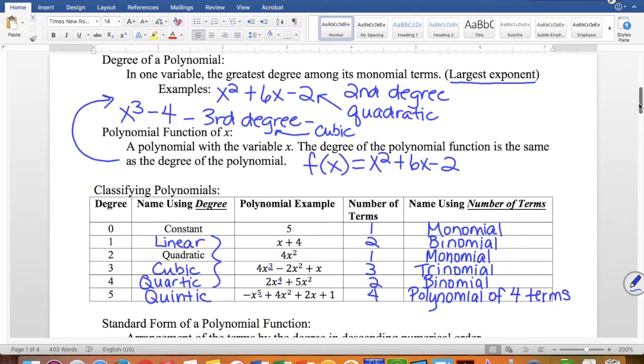Make sure you understand the difference between the degree and the number of terms, because they are different, and that affects how we might call them. We might have a trinomial that is cubic. We might have a trinomial that is quadratic. We might have a trinomial that's quartic. We might have a trinomial where the greatest degree of exponent is 9. So we can have a trinomial of 3 terms where the degree is completely different. All right, moving on down.